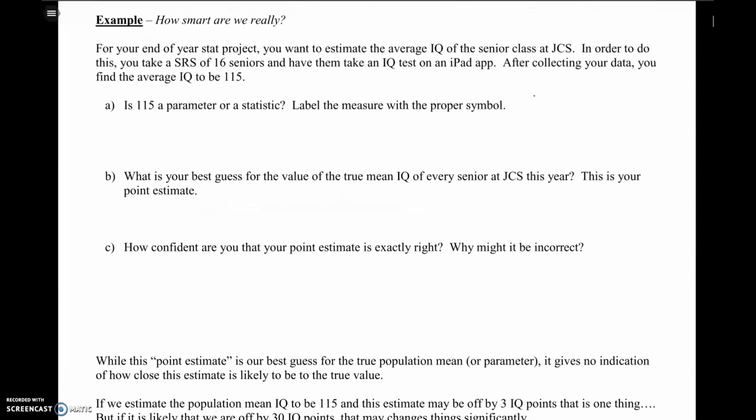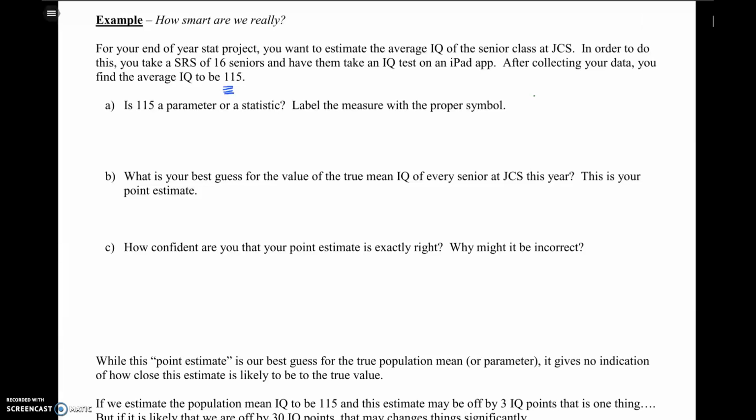Example. For your end-of-year stat project, you want to estimate the average IQ of the senior class at the John Cooper School. In order to do this, you take a simple random sample of 16 seniors and have them take an IQ test on an iPad. After collecting data, you find that the average IQ was 115. So this is made up data. I'm giving you guys the benefit of the doubt and saying you guys are kind of smarter than average. In general, IQs are kind of centered around 100 on average.